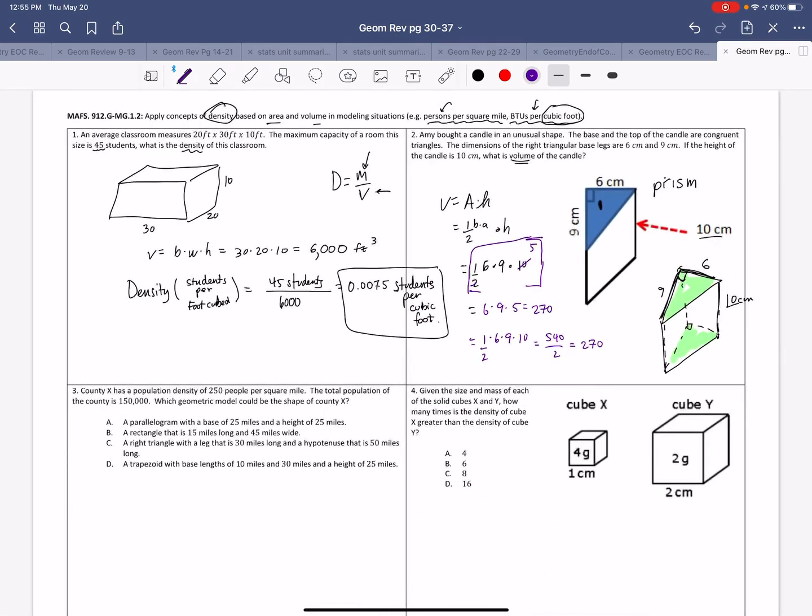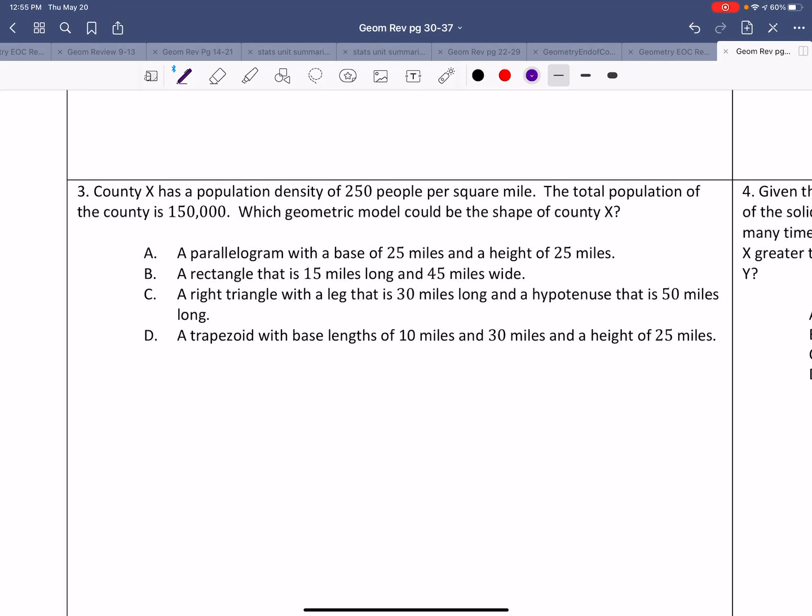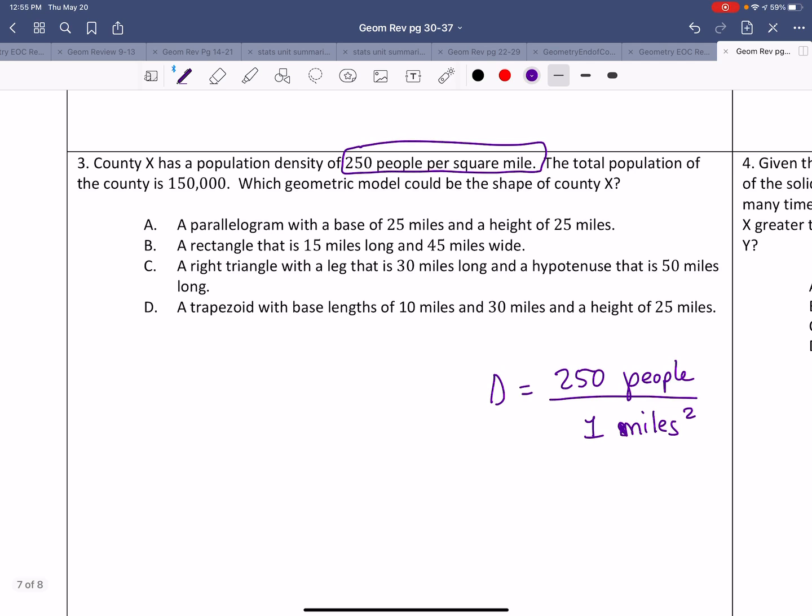Okay. Question number 3, County X has a population density of 250 people per square mile. So the density is measured in people over miles squared. Right, so 250 people per square mile. The total population of the county is, and this is measured in people, right? Which geometric model could be the shape of the county?